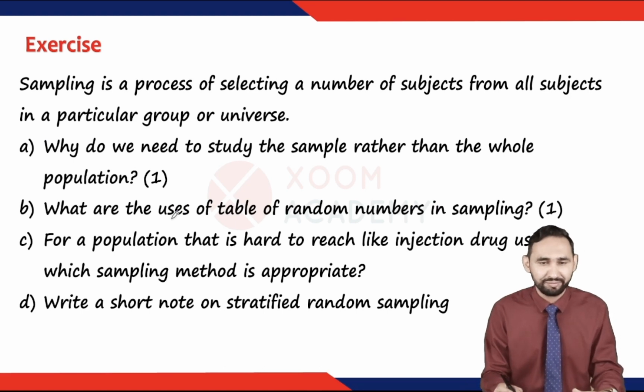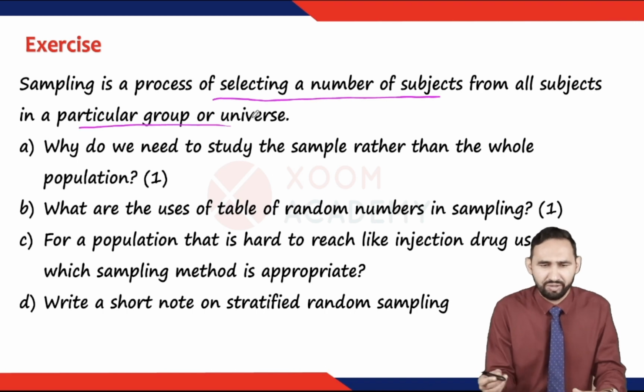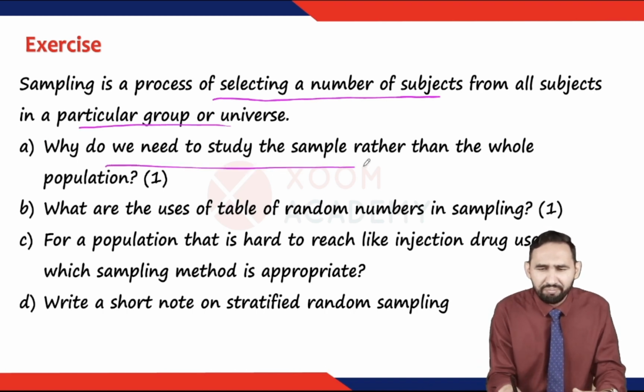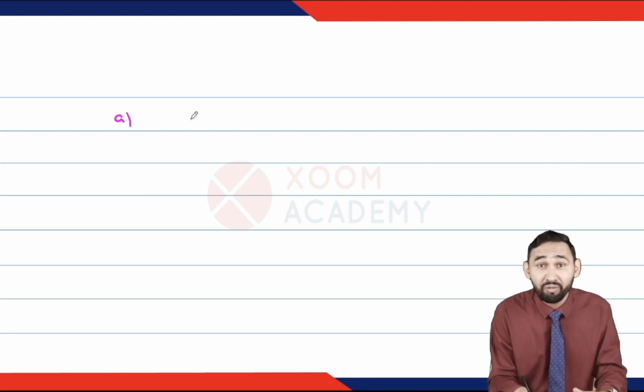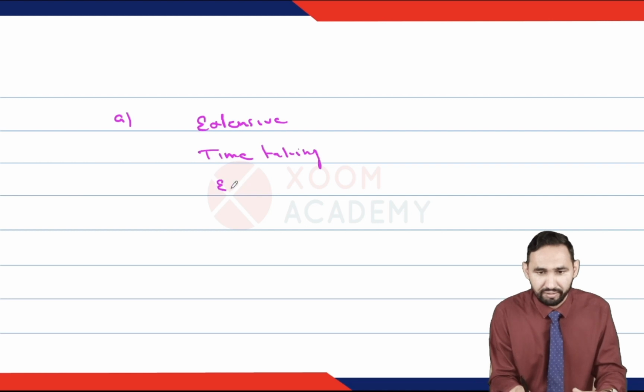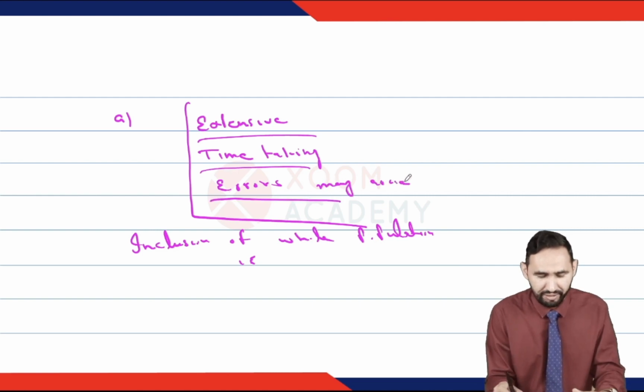Let's do another scenario. Sampling is the process of selecting a number of subjects from all subjects in a particular group or universe. Why do we need to study the sample rather than the whole population? This is question number one. What will be the answer? Because it's almost impossible to include the whole population. Why? It will be expensive. It will be time taking. There is greater chance of errors. So, inclusion of the whole population is expensive, time taking, and errors may arise. That's why we take a sample.